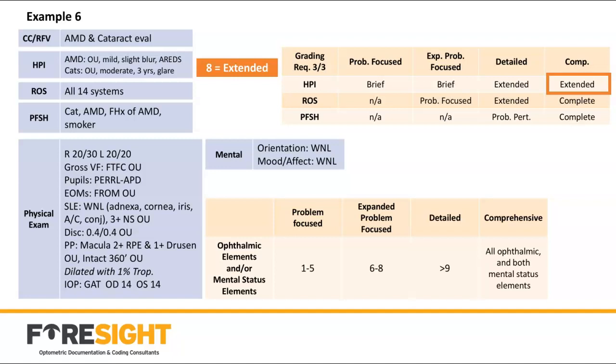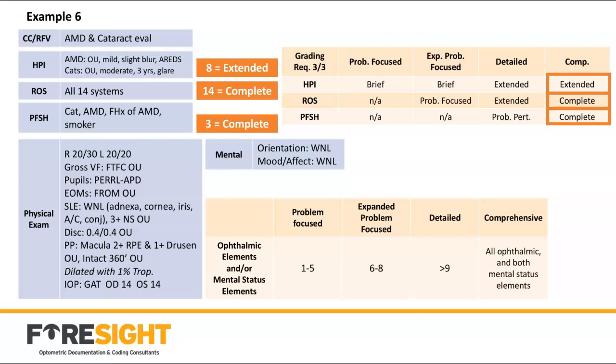We do all the review of systems because it's been, we'll say, a year for this patient. So we have a complete ROS. And the patient has cataracts and AMD, so we have a past history, the family history of AMD, and they're a smoker. So then we have the social history. So we have a comprehensive or a complete past family social history and therefore a comprehensive history.